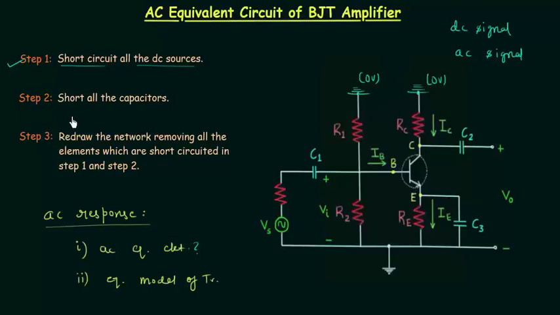In step number 2, we need to short all the capacitors. We have 3 capacitors, C1, C2 and C3. C1 and C2 are called coupling capacitors, and C3 is called the bypass capacitor. Why we are short circuiting the capacitors, I have already explained in the last lecture.